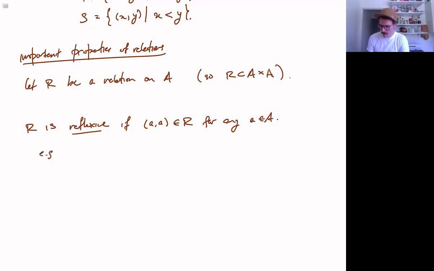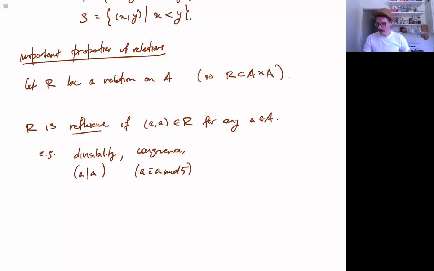So let's, for example, what are the examples that we did before? Divisibility, we do have a divides a. That is true, so that is a reflexive relation. Congruence, a is congruent to a mod 5. That is also true, so that's reflexive. And less than or equal to, a is less than or equal to a, also true. So these are all reflexive.